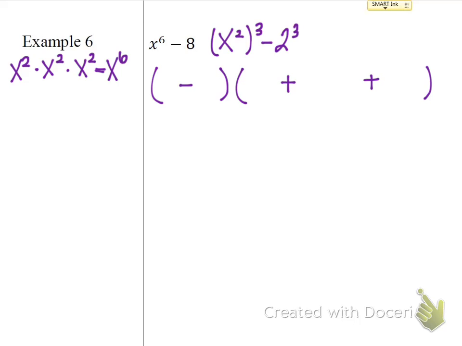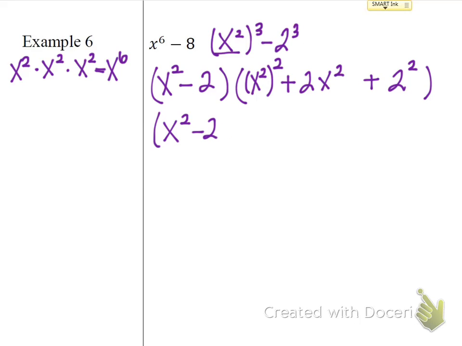In the first set of parentheses is just the bases, nothing is done to them. So x squared and 2. The first blank is the first base, x squared, squared. And the last blank is the last base, which is 2 squared. And then the middle multiplies both of them together, so that's 2x squared. So when we simplify, x squared minus 2, x squared to the second power is x to the fourth, plus 2x squared plus 4.